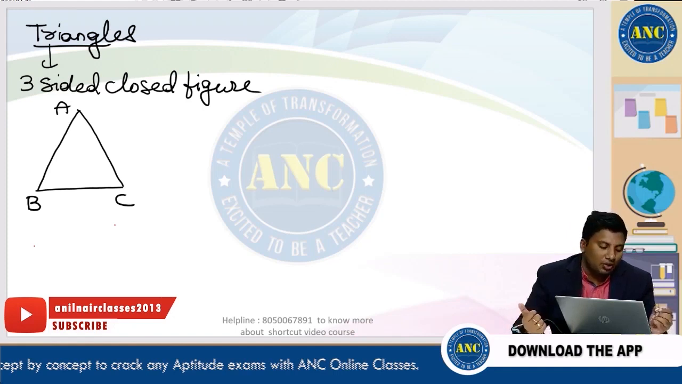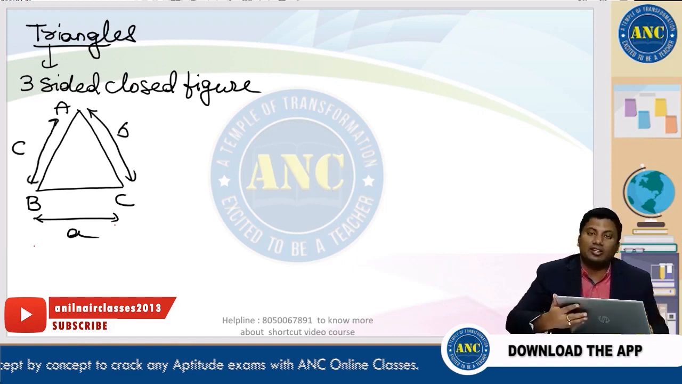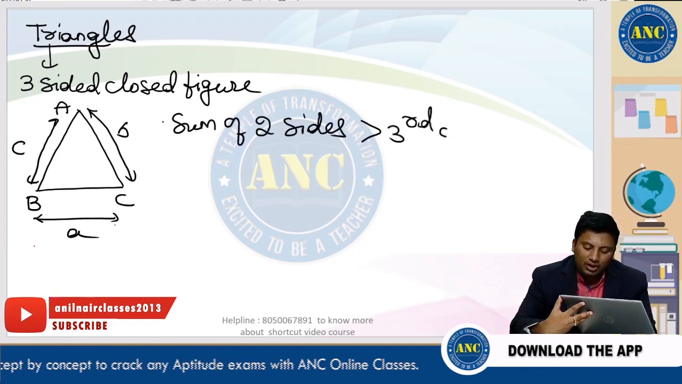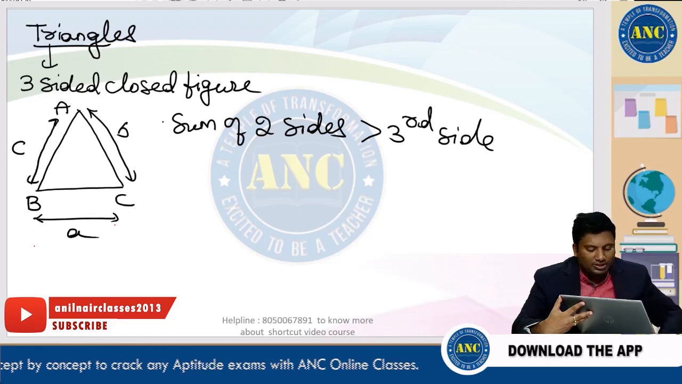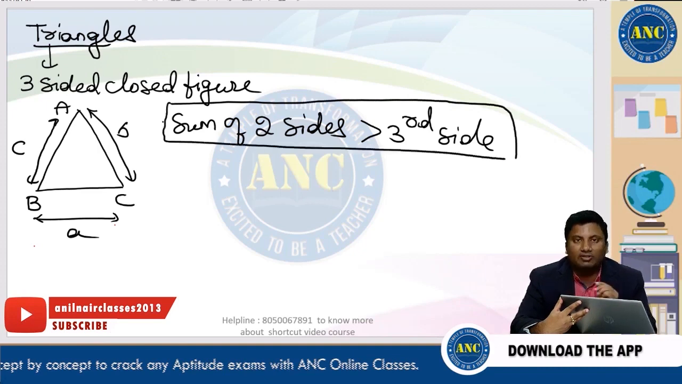So there are 3-sided closed figure. Now opposite to capital A is called the side, which we call small a, and this is small b and small c. Right? What is the first proof that we discussed yesterday? Sum of 2 sides must be greater than third side. Based upon this one, yesterday we discussed the proof why sum of 2 sides must be greater than third side.